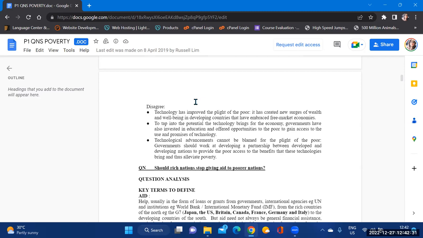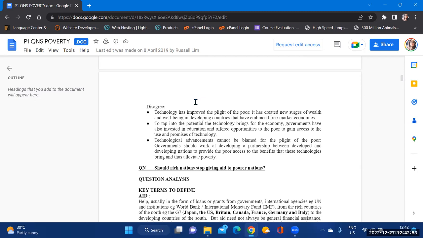And last but not the least, technological advancements cannot be blamed for the plight of the poor. Governments should work at developing a partnership between the developed and developing nations to provide the poor with access to the benefits that these technologies bring and thus alleviate poverty.